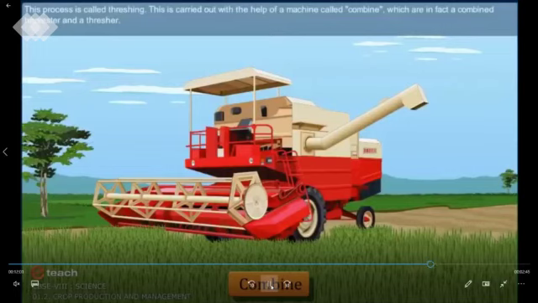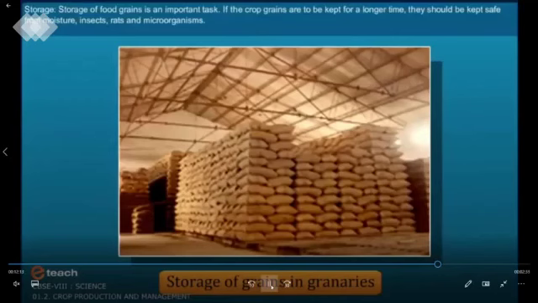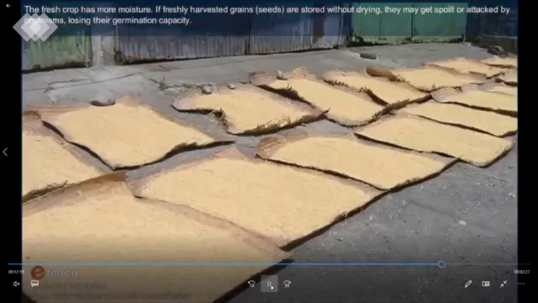The next process after collecting the crop is called threshing. Threshing is nothing but separating the crop grains from your crop parts. And the next process is winnowing. Winnowing is collecting the grains with the help of wind. After winnowing and harvesting, the next important process is storage. Storage is an important task to protect our crop grains from various predators.